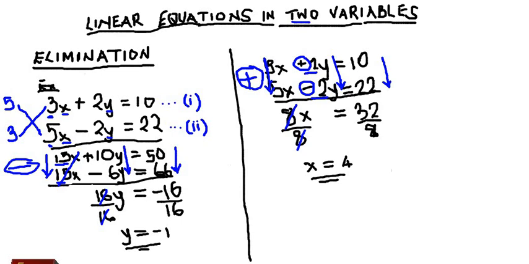For example, 3x simply means 3 times 4, which is 12. Then 2y simply means 2 times negative 1, which is negative 2. That should give us 10. We are saying 3x is 12, which means 12 minus 2 is 10. And that can be the same if we were to check with equation 2.